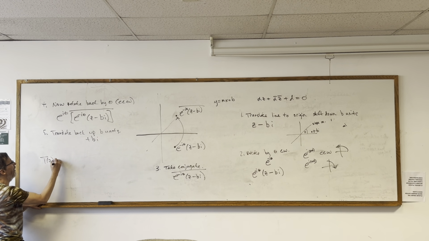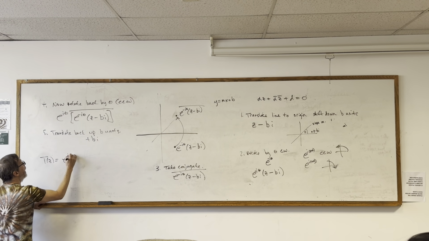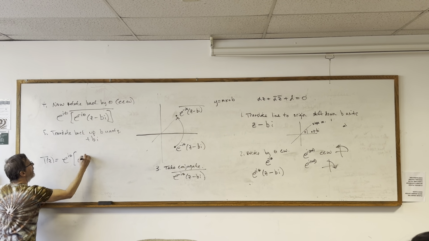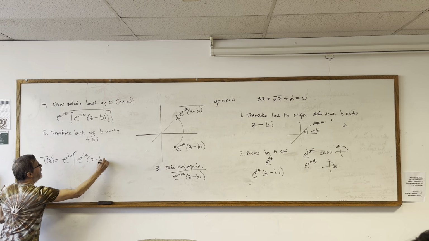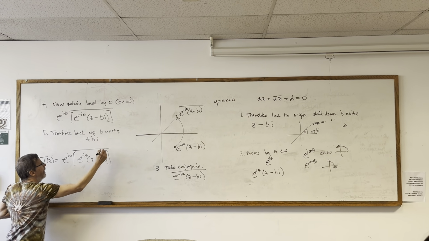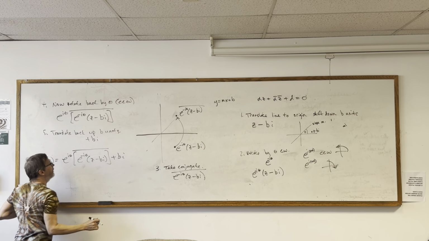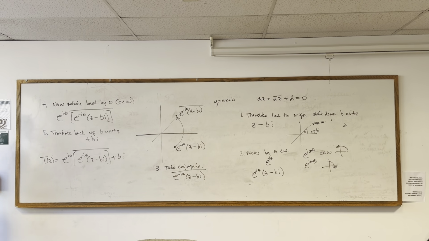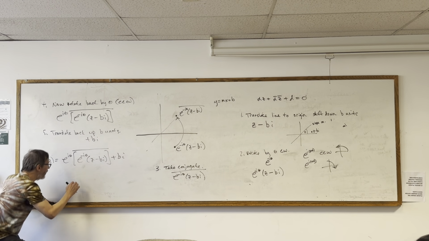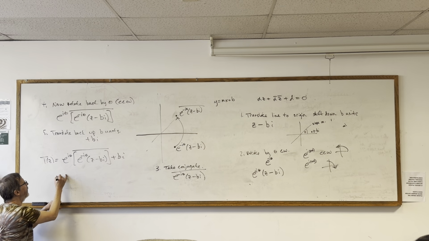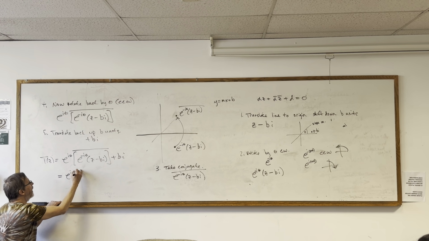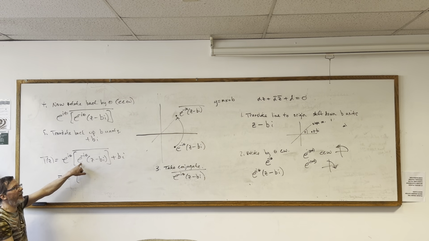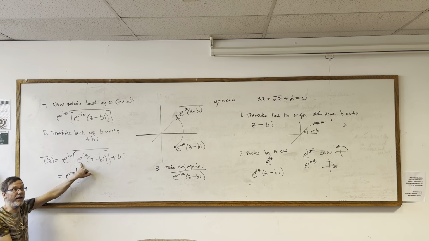My transformation is now defined as e to the i theta, e to the minus i theta, z minus bi, all that conjugated, plus bi. And let's clean that up, because that works, but I bet it's prettier than that. So let's work through this together. That e to the i theta is out front. What is the conjugate of e to the negative i theta? e to the positive i theta.